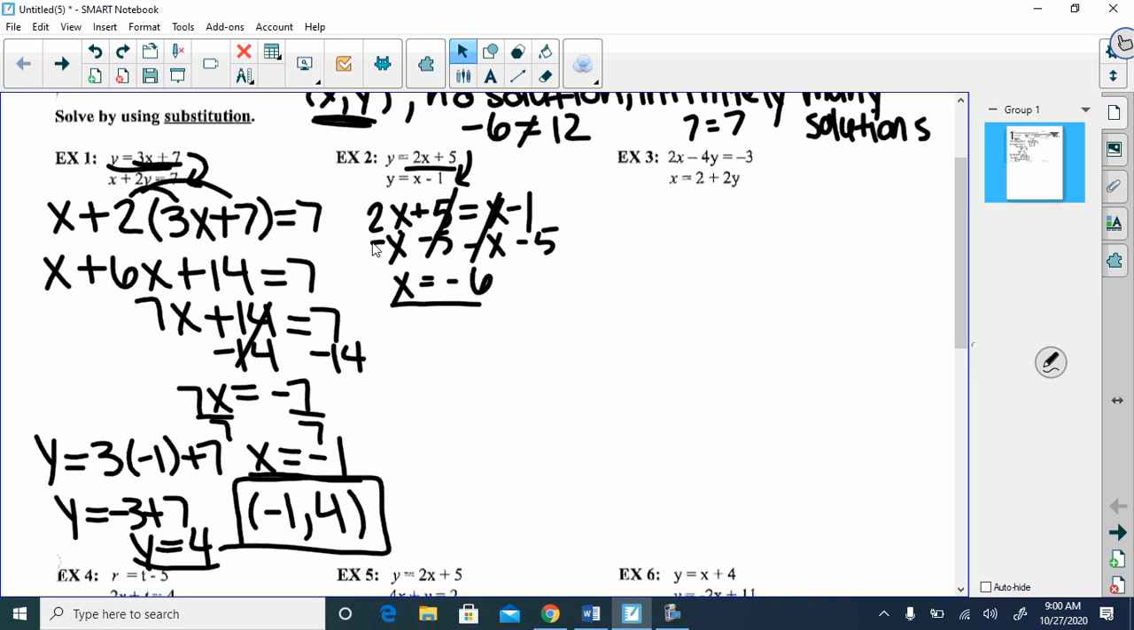Now I have to find y. Well, I can plug it into either one of those equations. Which one would you guys like to plug it into, the first or second? Okay. So I would have y equals, instead of x, I plug in negative 6, and I have minus 1. Well, it is negative 6 minus 1. Very good. And there's my y value. So again, we found an x and we found a y. So I can write those as a coordinate point. Negative 6, negative 7.